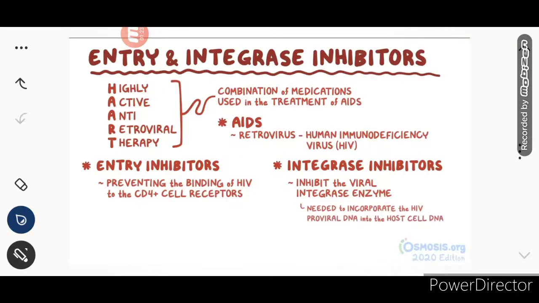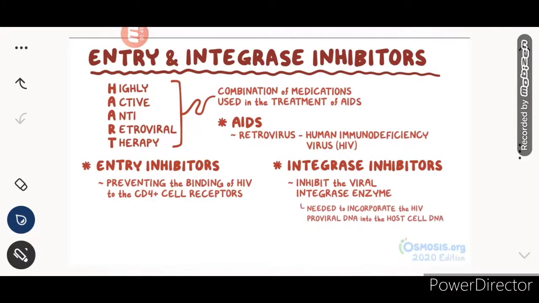Okay, so what are these entry inhibitors? The name itself shows that it is preventing the binding of HIV to the CD4 positive cell receptors, that is on the entry. They stop the virus on the entry of the host cell. Okay, so they do not enter inside.